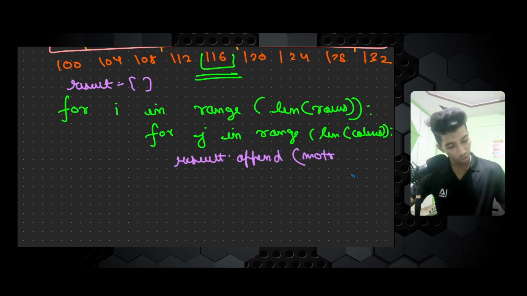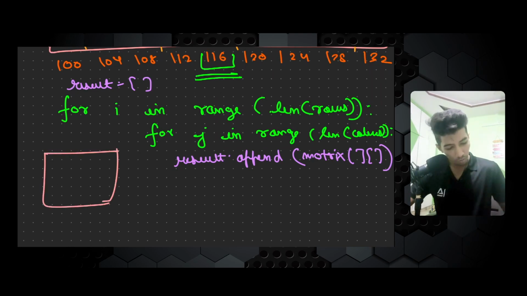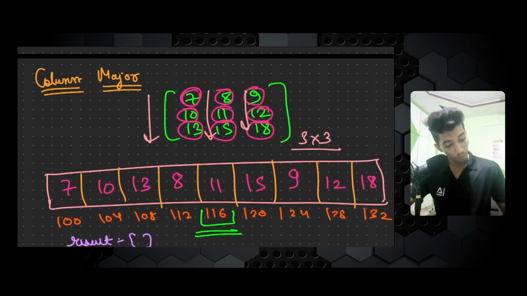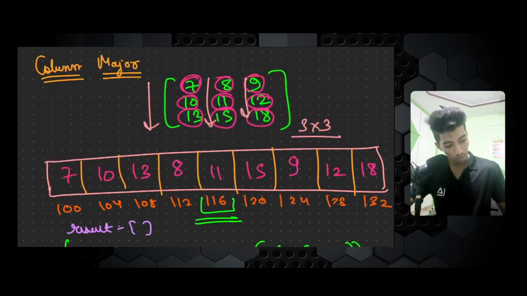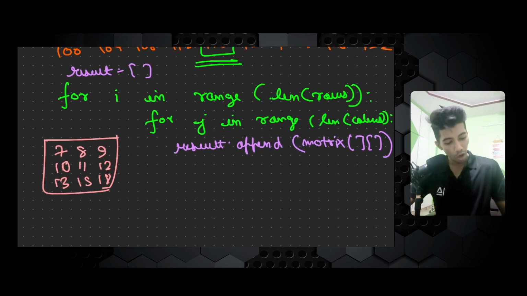Forget about the indentation for 2 minutes. Talking about this matrix, the change will be here. So how will this change actually look like? Now we are doing the traversal. Let me take again 7, 8, 9, 10, 11, 12, then 13, 15 and 18. Now how will this actually look like?